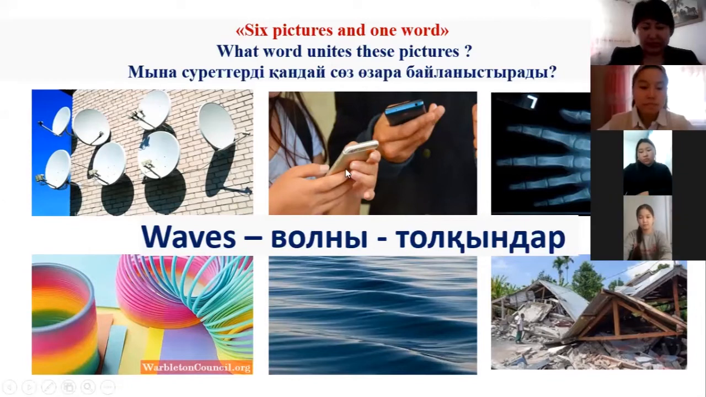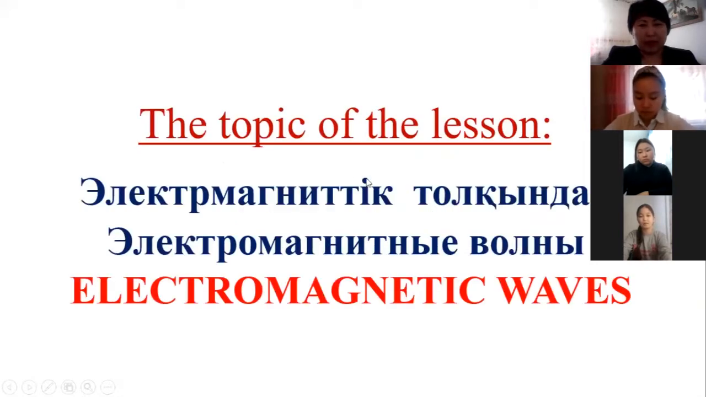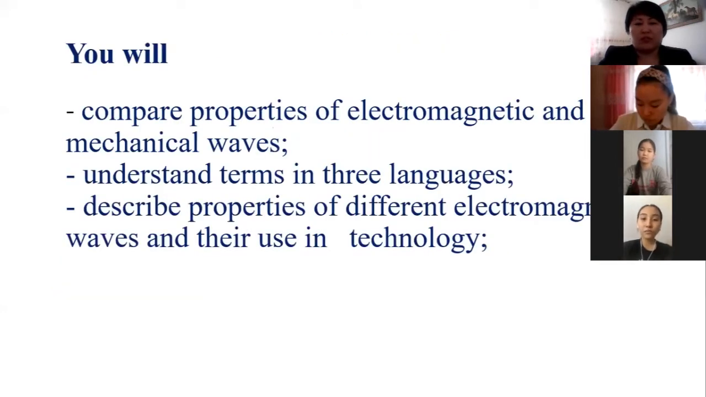Good. Next. This is a term in three languages: wave, волна, толқын. The topic of the lesson: electromagnetic waves. The lesson objective is to get acquainted with the information about electromagnetic waves and learn the terms in three languages. You will first compare properties of electromagnetic and mechanical waves. Second, understand terms in three languages. Third, describe properties of different electromagnetic waves and their use in technology.